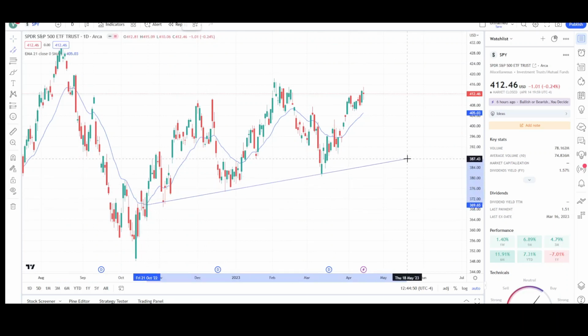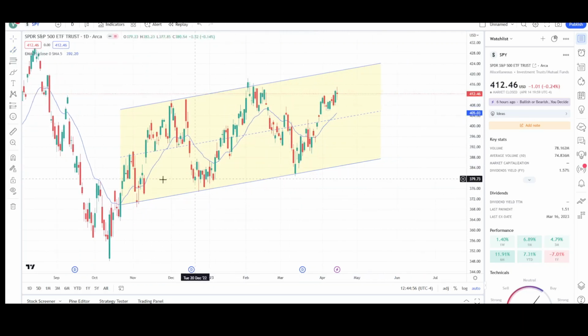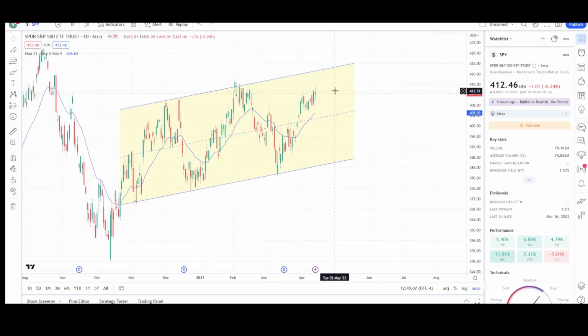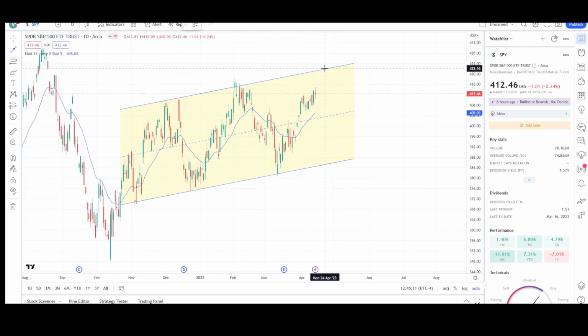If you connect the swings, you can see that this fits the price action very well, and it's a shallow uptrend where you can see the shorts are coming in the market when we hit the top of the channel, and the buyers are coming in when we hit the lows of the channel. Now, since we hit the lows, prices are attempting to reach the highs of the channel, which is right over here in the area of the 420s.